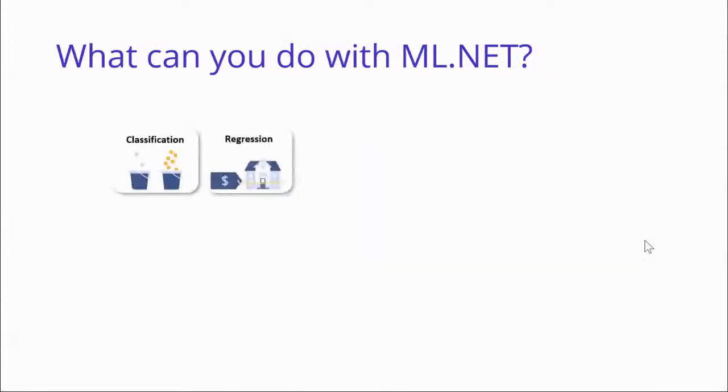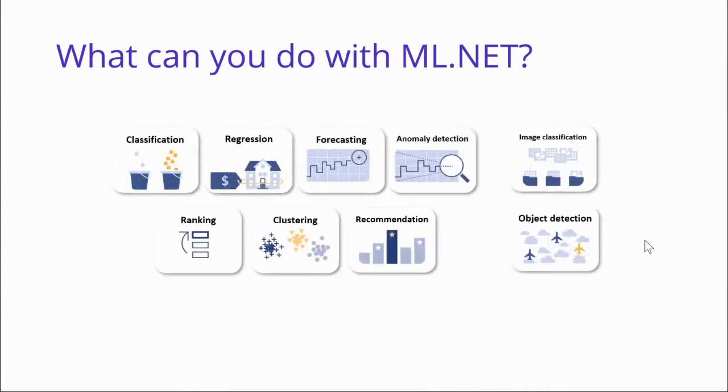What exactly can you do with ML.NET? I'm just going to get all of these on the screen. There are different types of scenarios that you can train models for inside of ML.NET. The ones on the left here are typically known as classical machine learning algorithms, and the ones over here are more deep learning approaches, which is a subset of machine learning actually.